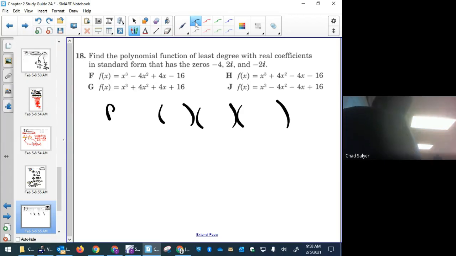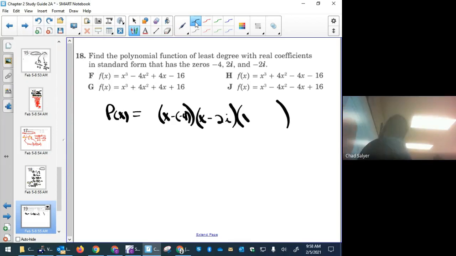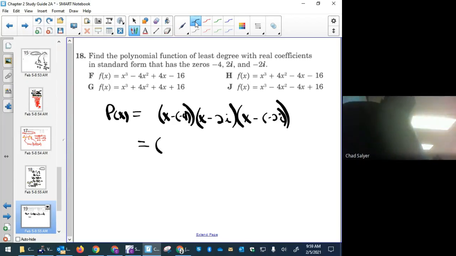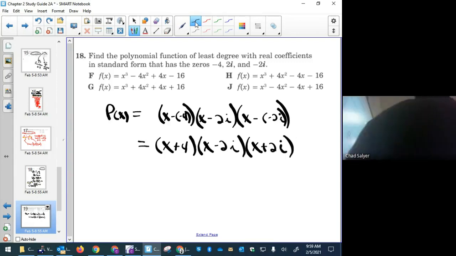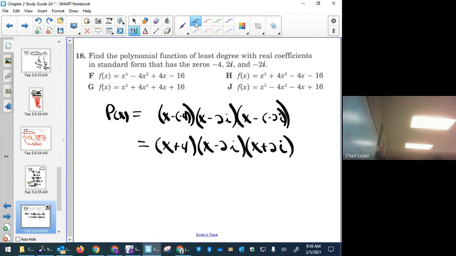So what I'm going to do is make a little template here. I want P of x, and they call it f of x, doesn't matter, to be x minus -4, x minus 2i, and x minus negative 2i. And so that is x plus 4, x minus 2i, x plus 2i. Remember that multiplication is associative and commutative. What that means is I can change terms around in order. I can put parentheses around whatever I like.